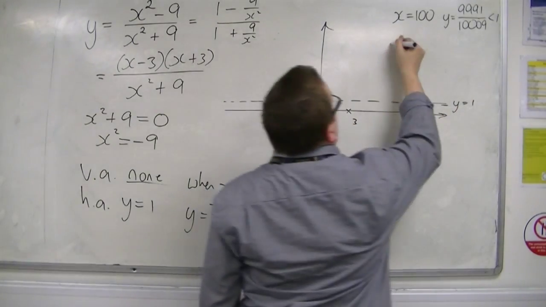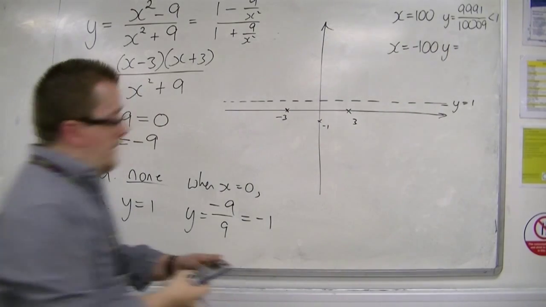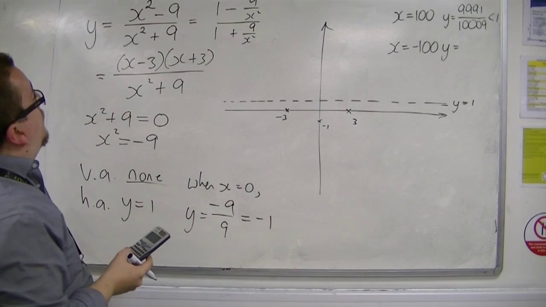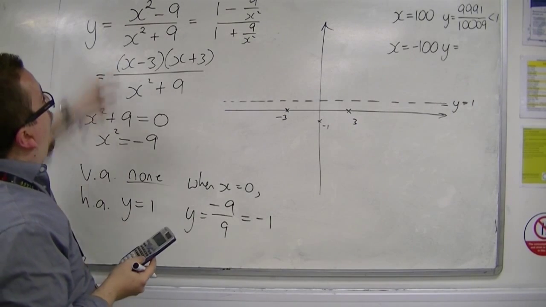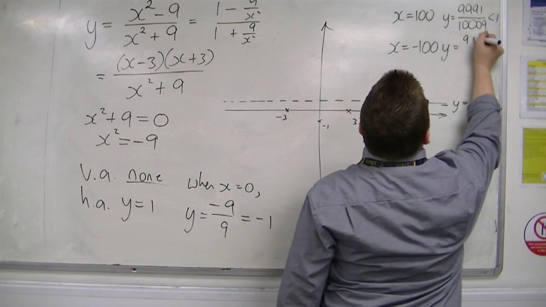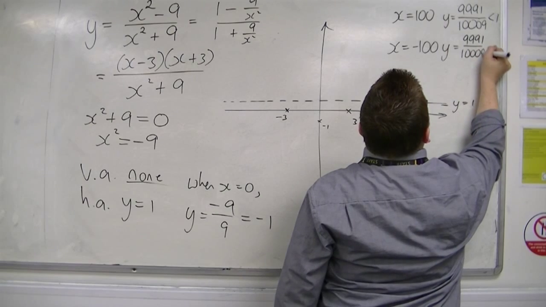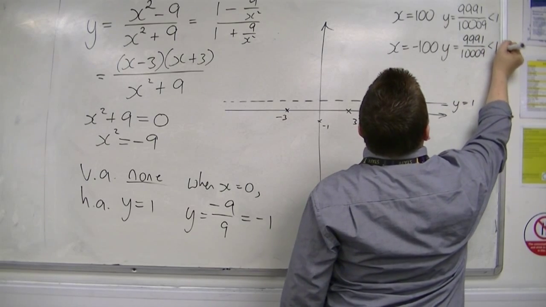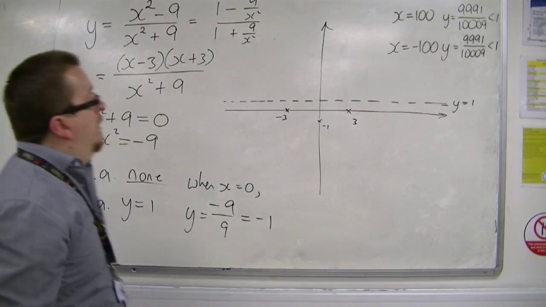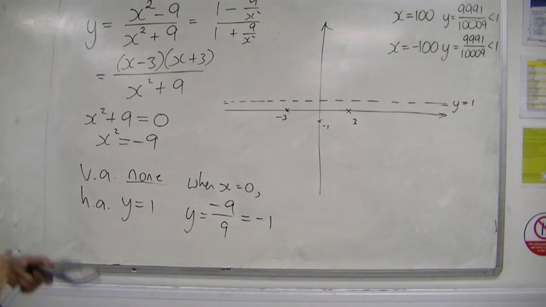If I try x is minus 100, then I get minus 100 squared take away 9 over minus 100 squared plus 9, which will be exactly the same. So the curve must be coming in from this direction also.